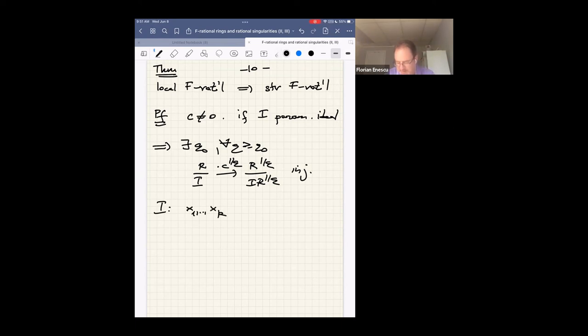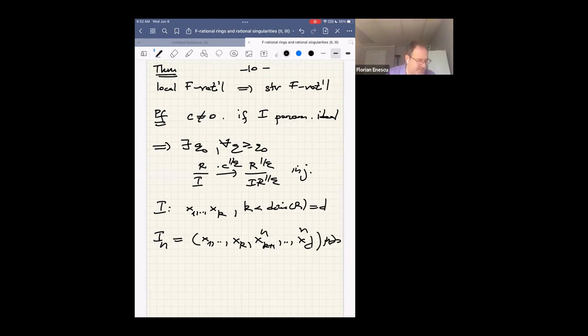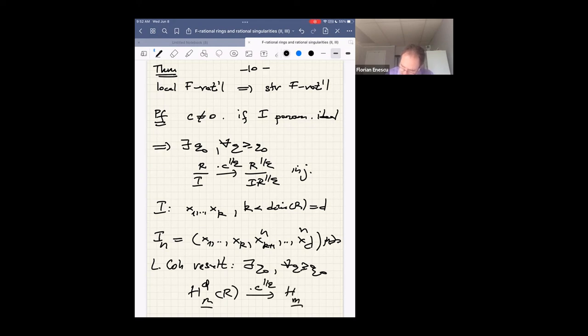Let's say that I is generated by x1 through xk, where k is less than the dimension. We're going to complete the sequence to a full system of parameters, and as before, we're going to take the n-th powers for n greater or equal than zero. For the C that we have, the local cohomology result shows that there exists a Q0 such that for all Q greater or equal than Q0, the map at the level of local cohomologies is injective.